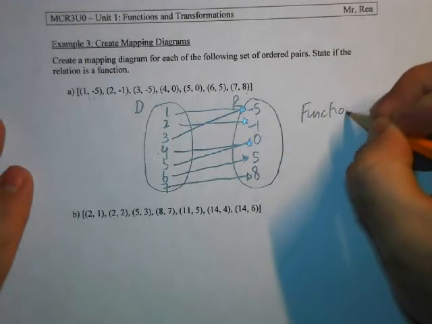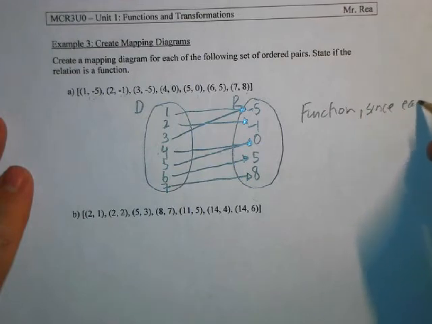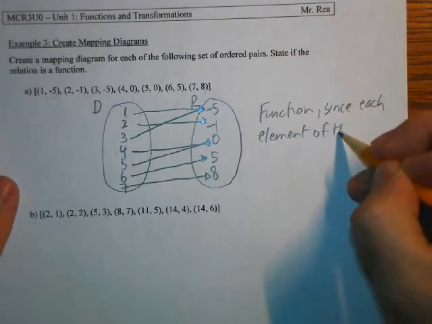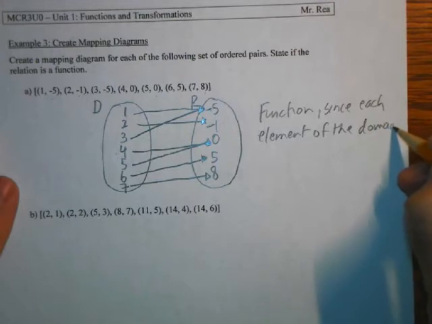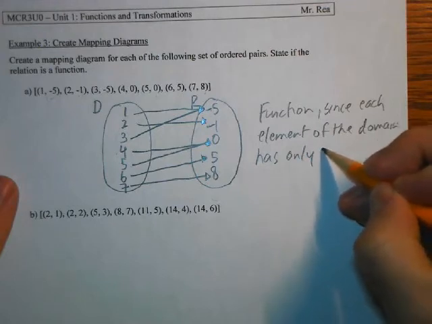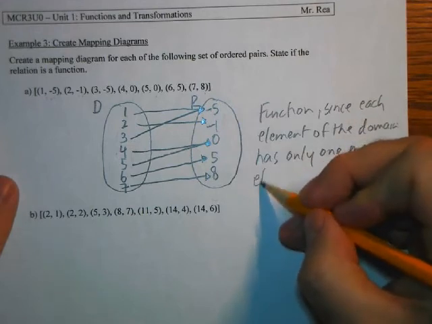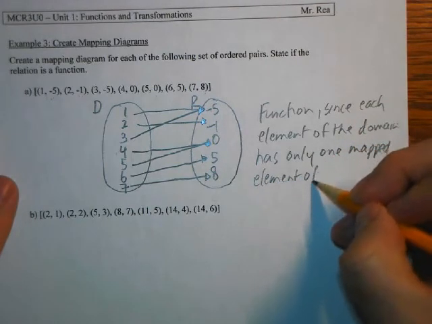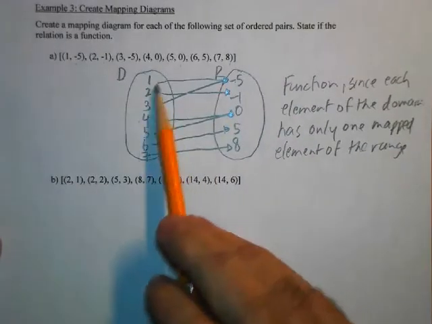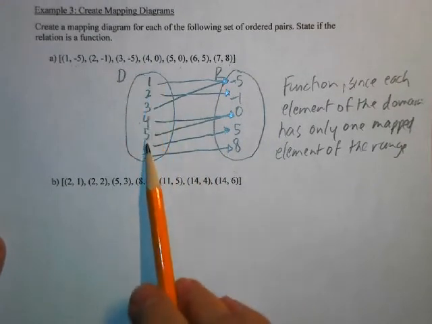So function, since each element of the domain has only one mapped element of the range. Okay, so that should make sense. There's basically one arrow going from each domain element.